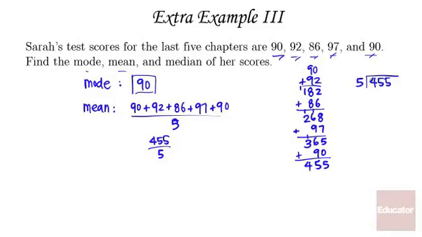Now 5 doesn't go into 4, right? So 5 goes into 45 9 times. It's going to give you 45. Subtract it, get 0, bring down the 5. 5 goes into 5 1 time. And that's a 5.